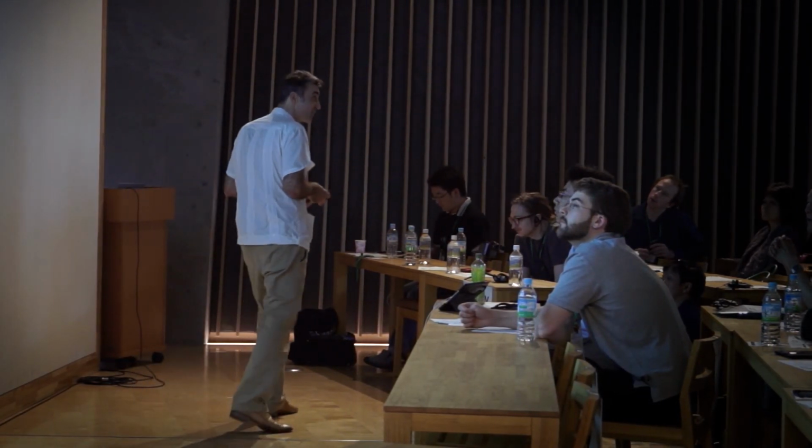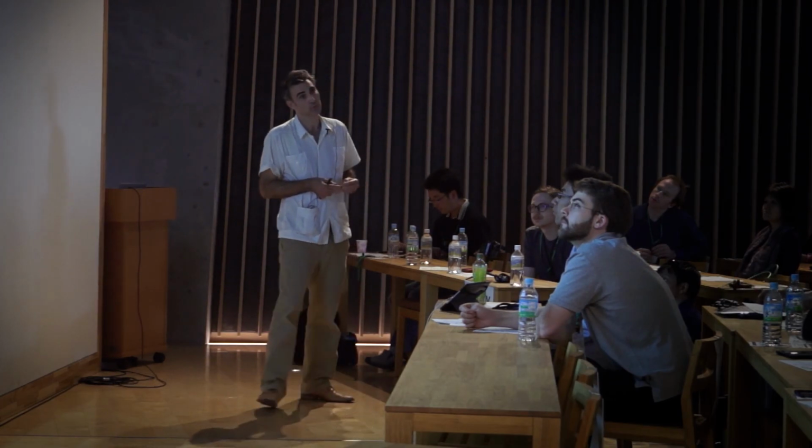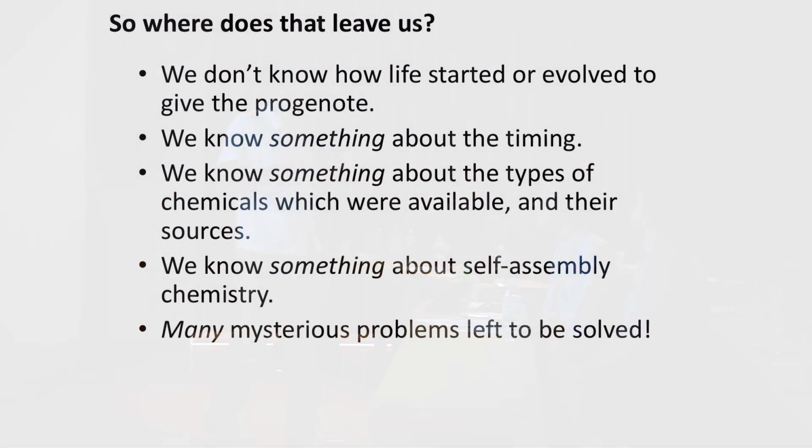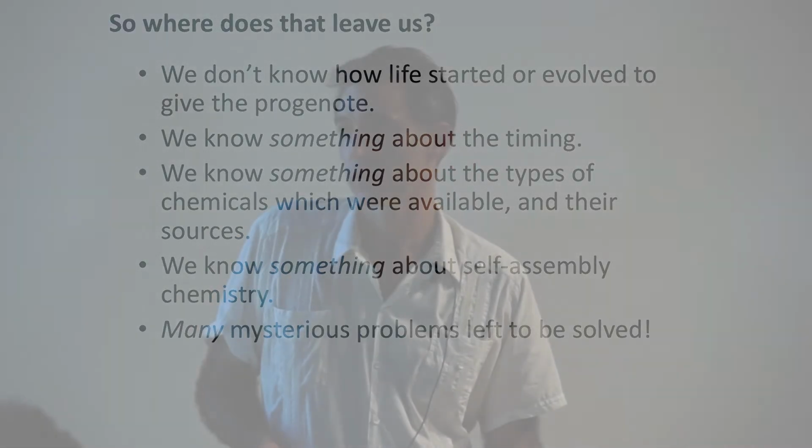We really don't know how life started or evolved to give the progenote. We have a lot of models. We can test things in the laboratory, see which ones are better and which ones are worse. We know something about the timing, plus or minus a billion years. We know something about the types of chemicals involved. Not everything, not as much as we need to, certainly. We know something about self-assembly chemistry. Not everything we need to know, but something. There are many, many very mysterious problems left to be solved in this field. So hopefully we'll make some progress here.